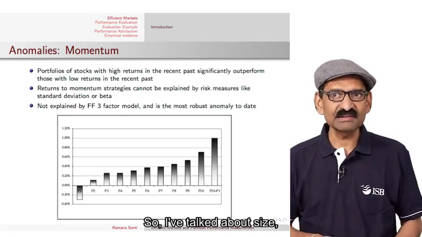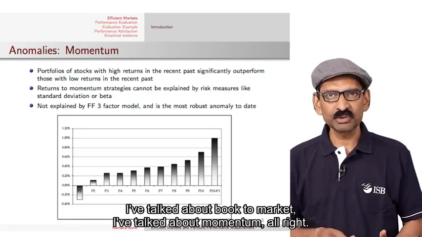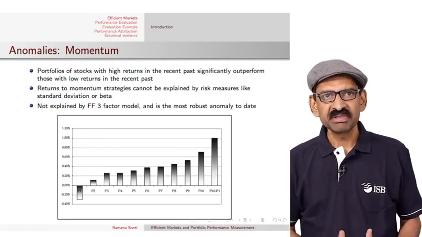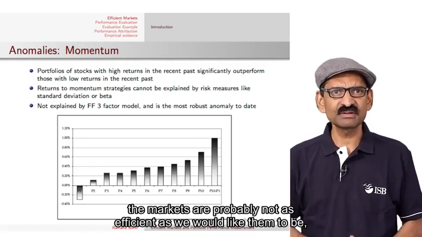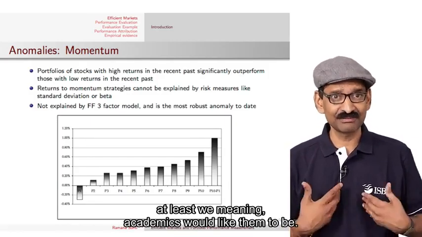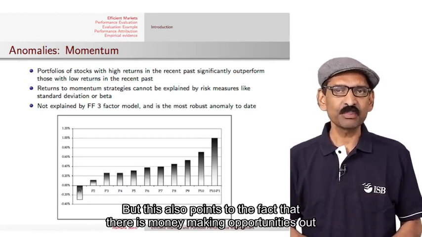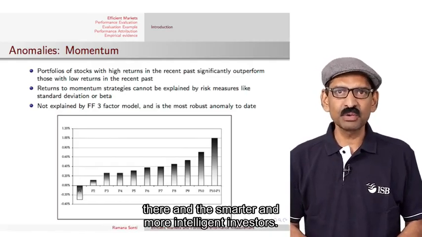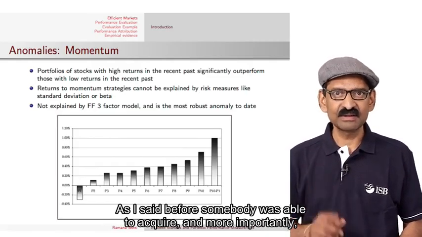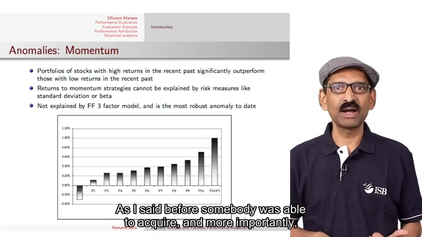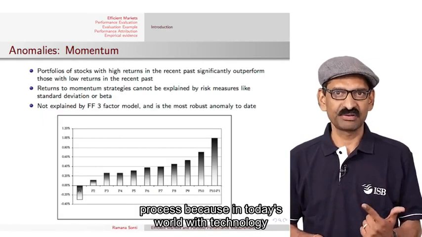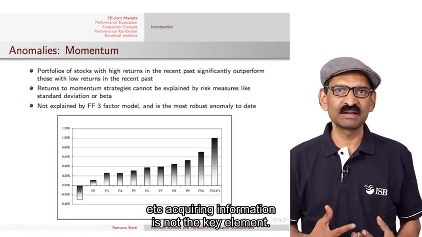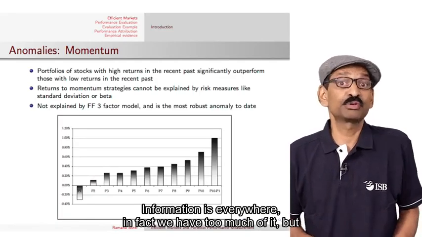So I've talked about size, I've talked about book to market, I've talked about momentum. All of these point in one direction, which is that the markets are probably not as efficient as we, meaning the academics, would like them to be. But this also points to the fact that there are money-making opportunities out there for smarter, more intelligent investors, somebody who is able to acquire and, more importantly, process information. Because in today's world with technology, acquiring information is not the key element. Information is everywhere. In fact, we have too much of it.